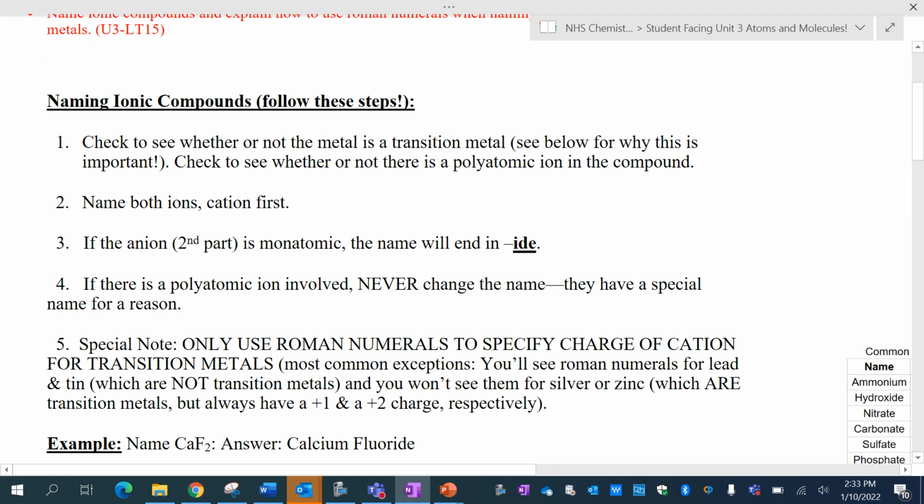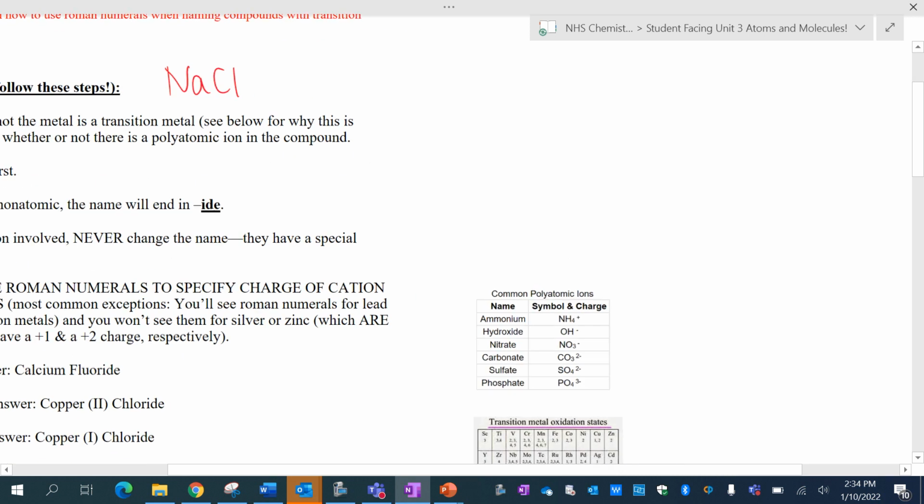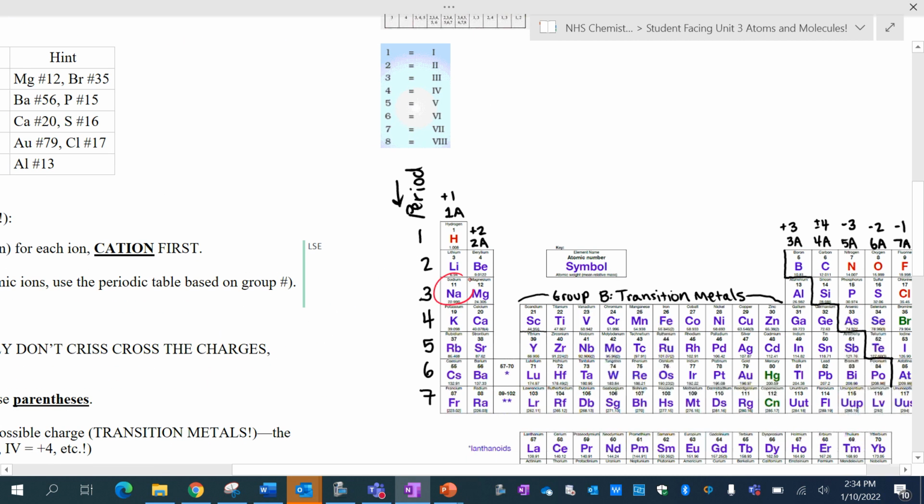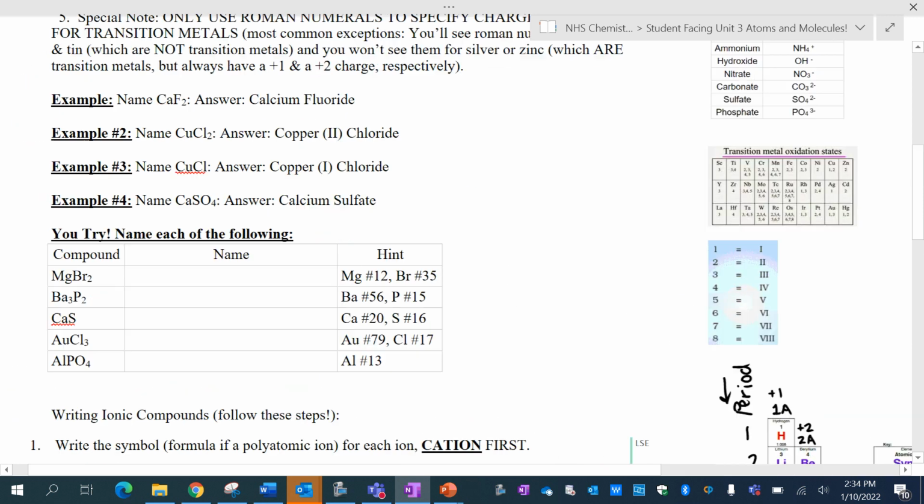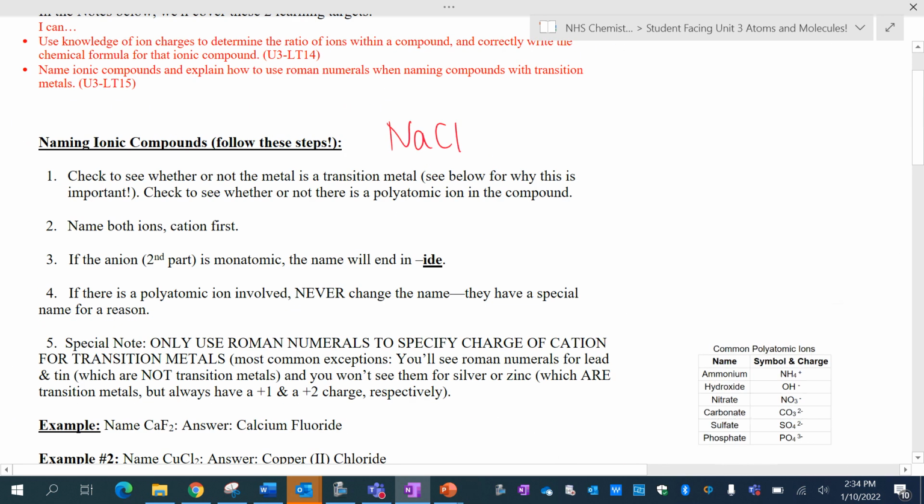Okay. When you're going to name something, let's just say you have NaCl. We'll just stick with one. Check to see whether the metal is a transition metal first, because we're going to need some special steps for that. And so Na is right here. It is not in the transition metals, which are right here. So we're good. Second step is name both ions, cation first.